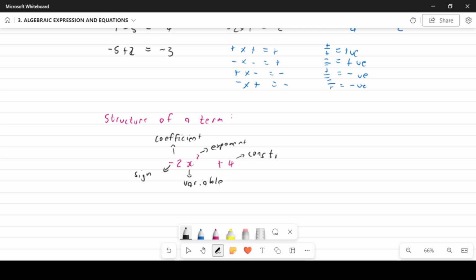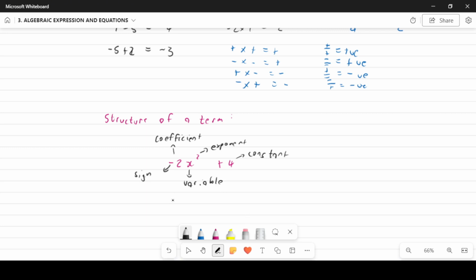It's constant because it does not change. This is variable because it changes. It's some unknown that can change, right? And so this here is a term on its own, and this here is a term on its own. So this is two different ways a term can present itself. It can be a combination of a coefficient, variable, and exponent, or it can just be a constant on its own. That's what terms can be.